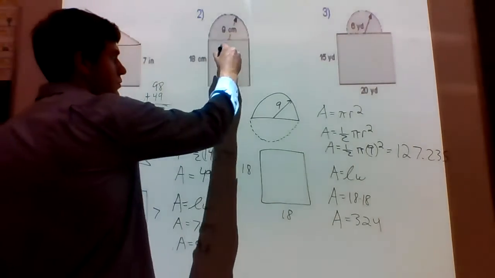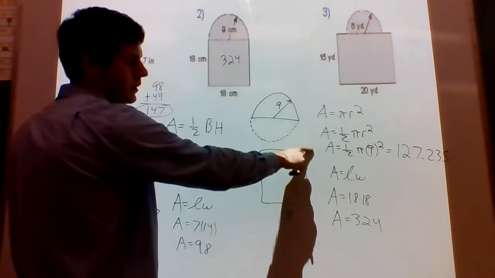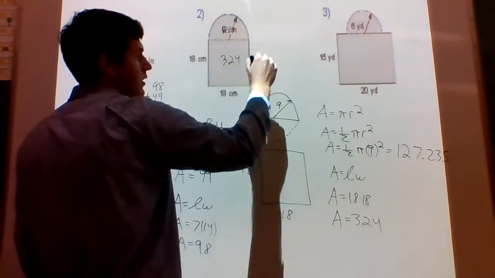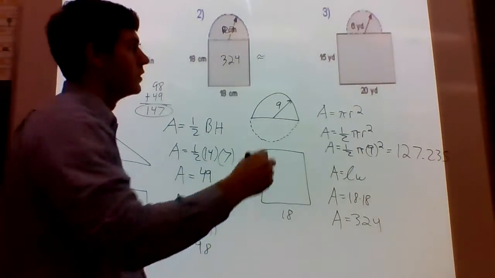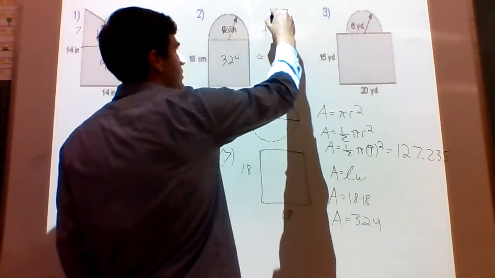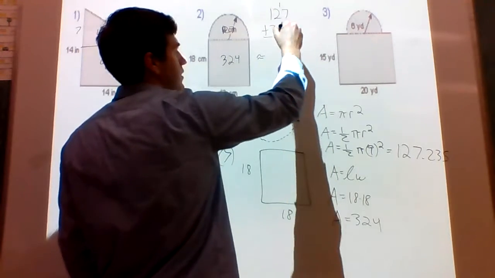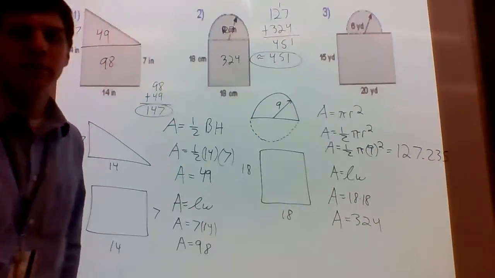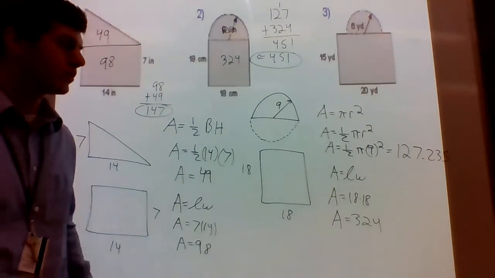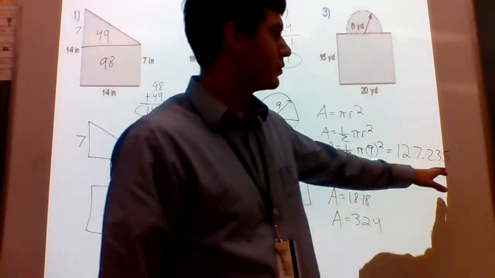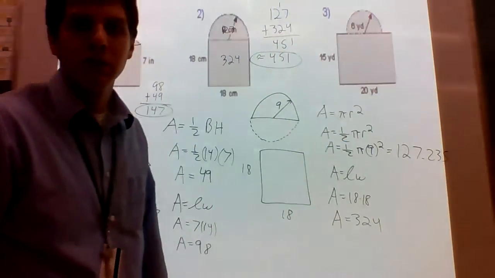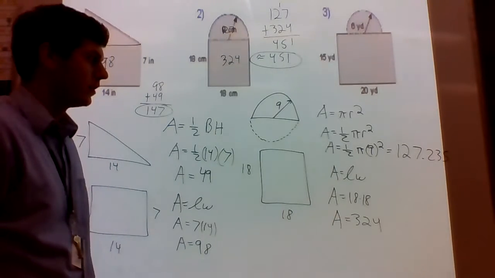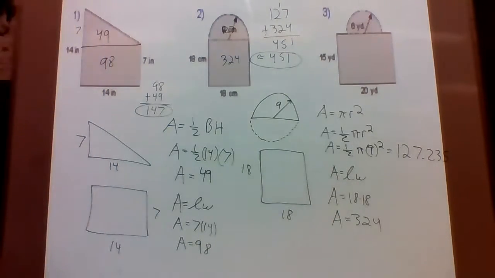So the area of the rectangle is 324. The area of the half circle is about 127. So approximately the area of the whole thing, we have to add them together. 127 plus 324 is going to give us 451. Approximately 451. Not exactly. It's really 451.235, but we can approximate if we'd like. Okay. So that's number 2.